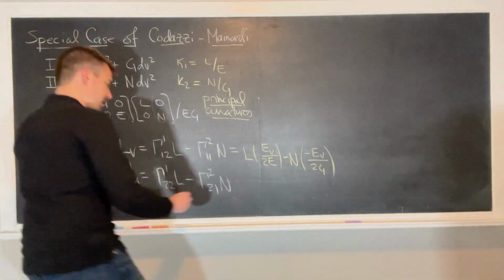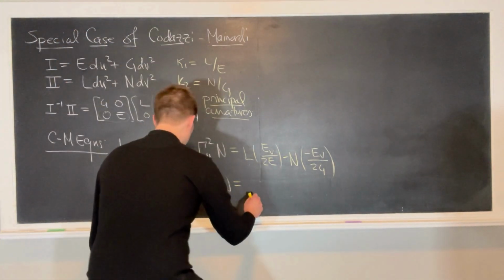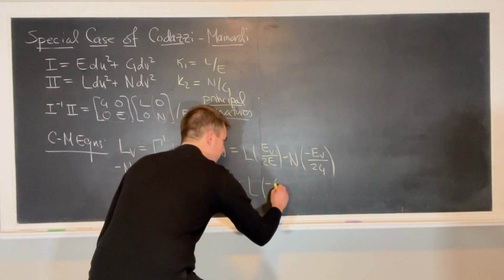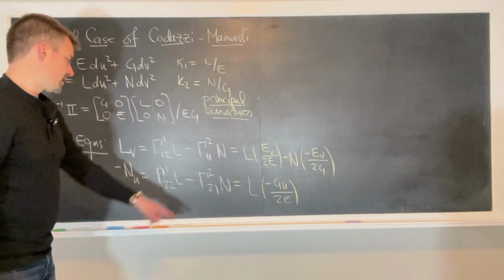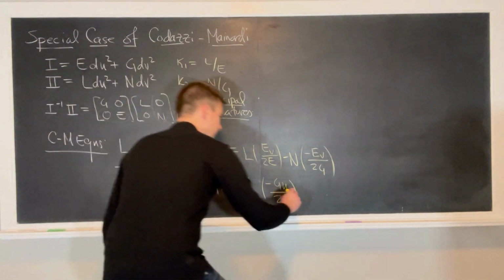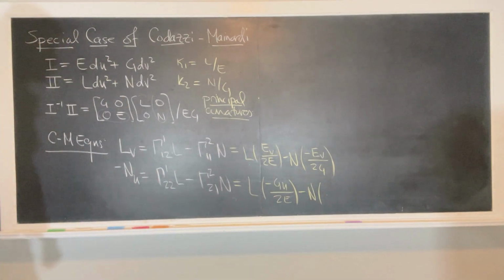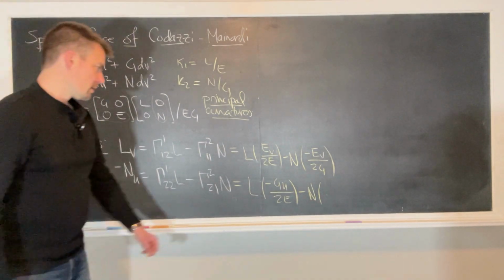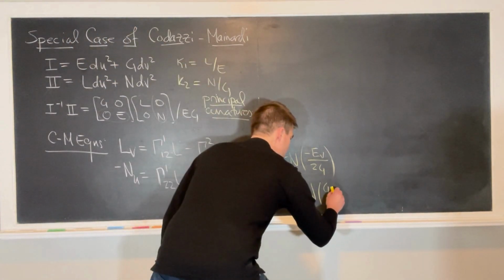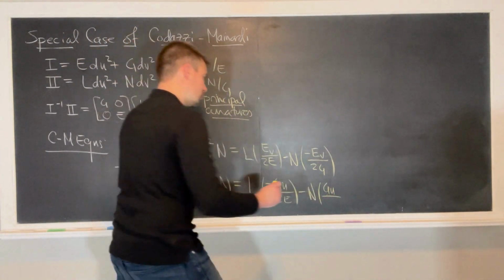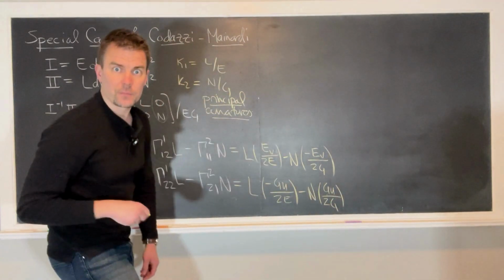Excellent. And what will this thing look like over here? That's going to be negative, so we have an L, and then a negative G_u over 2E. And then this thing over here is going to be a negative N times what quantity? Let's see over here. This is going to be gamma 2,2^1. So it's going to be a G_u over 2G, like that. Excellent. Okay.